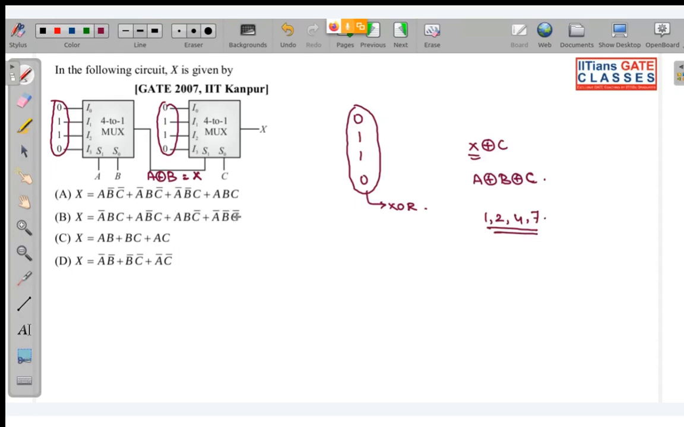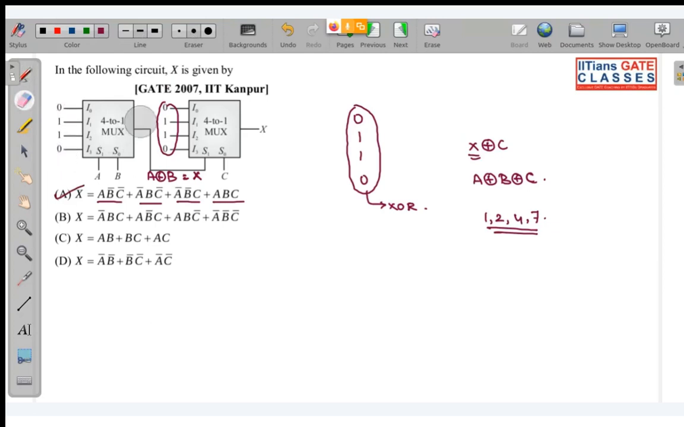Have I done something wrong? 1, 2, 4, 7. 0, 1, 2, 4, 7. Yes, 1, 2, 4, 7 is correct. So where is A bar, B bar, C? This is 1. 2 is over here. Okay. 4 is over here and 7 is over here. Option A is correct. Either you can solve it this way, or you have the long method.